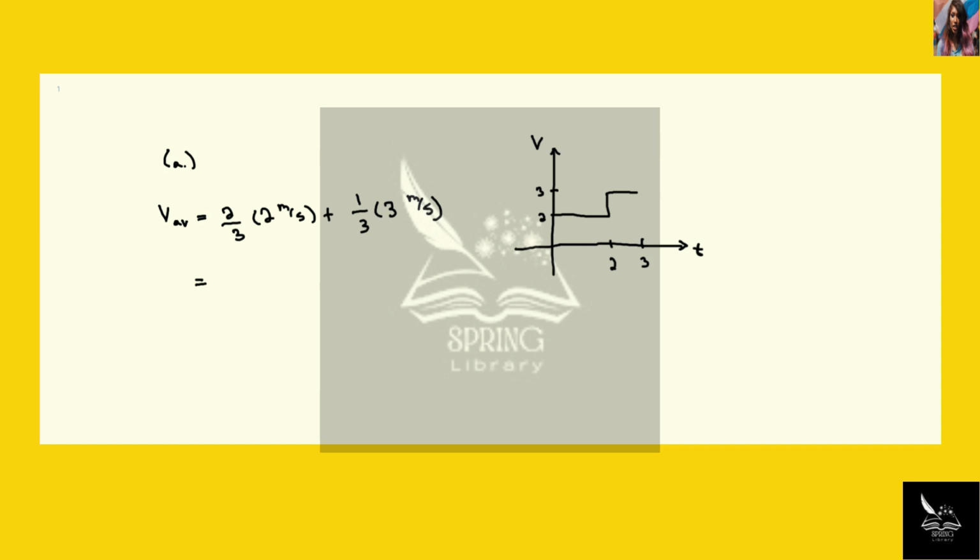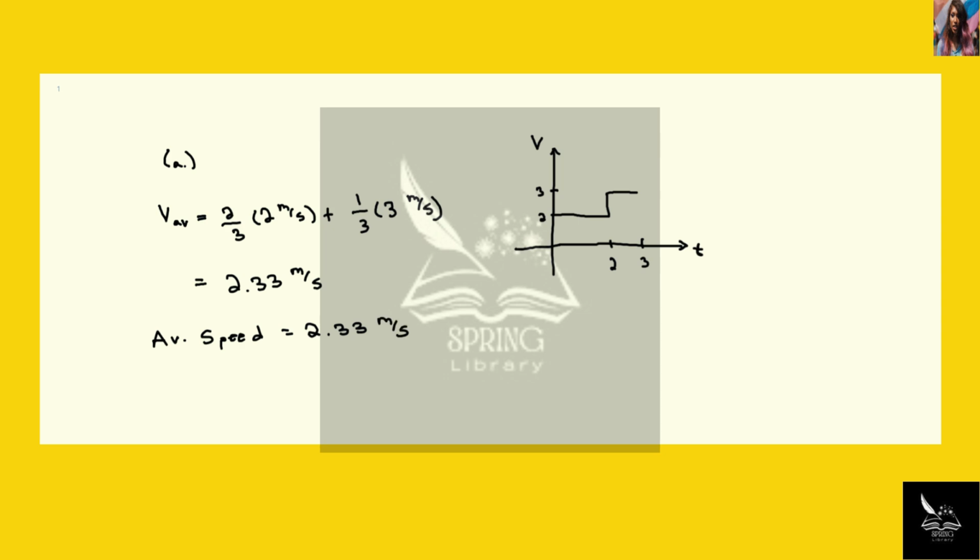Whenever you plug this into your calculator, you get that the average velocity for this trip is 2.33 meters per second, which sounds about right given our intuition earlier. Now we also need the average speed, and in this case, it's going to be the same thing because average speed does not care about positive or negative directions. In this case, we're moving in the positive direction for both pieces, so the average speed is also equal to 2.33 meters per second.